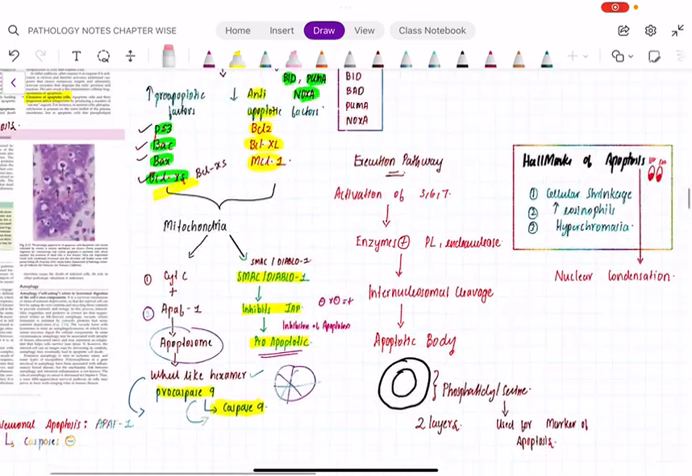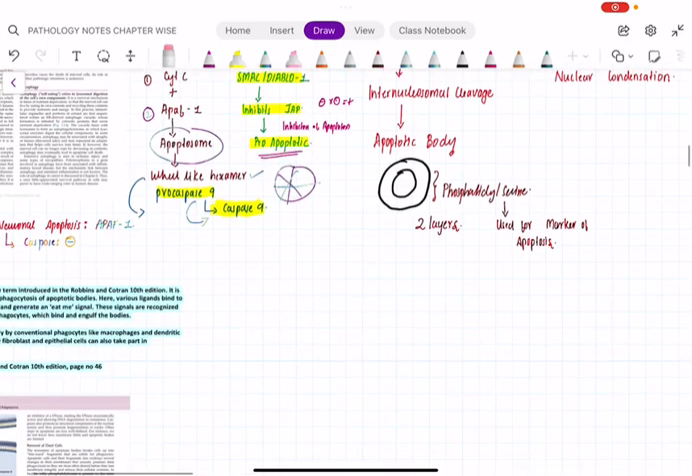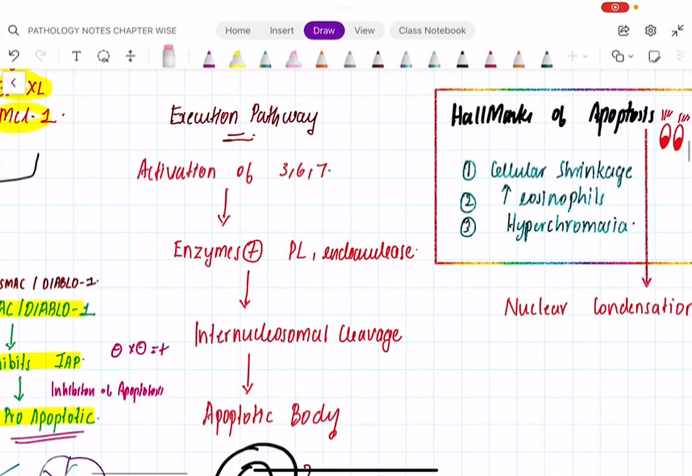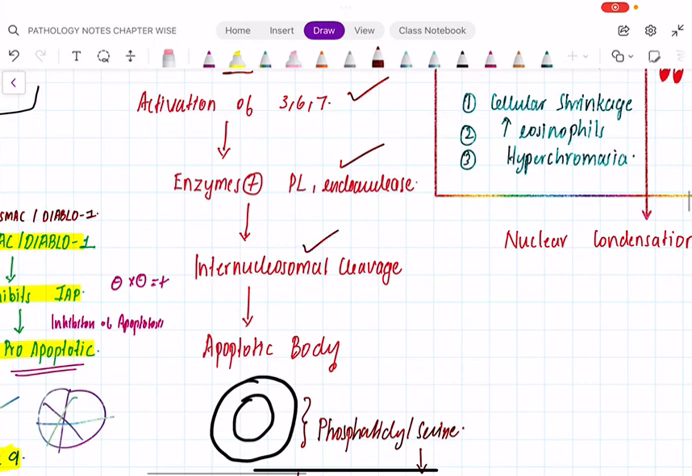Once this is done, we have the execution pathway. What is the execution pathway, children? Activation of 3, 6 and 7 as a result of the initiator pathway. So apoptotic bodies are formed. In the extrinsic pathway also, it will activate 3, 6 and 7. Enzymes, phospholipase and endonuclease will come into action. It will cause internucleosomal cleavage. Here the plasma membrane is intact. There is no enzyme leakage.